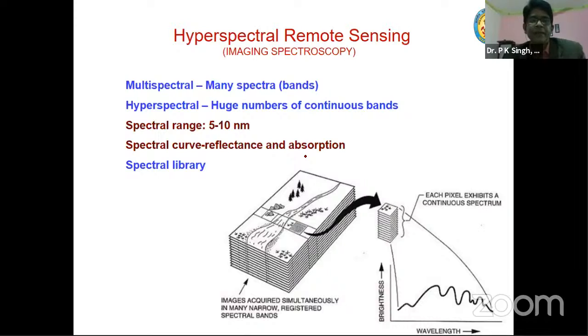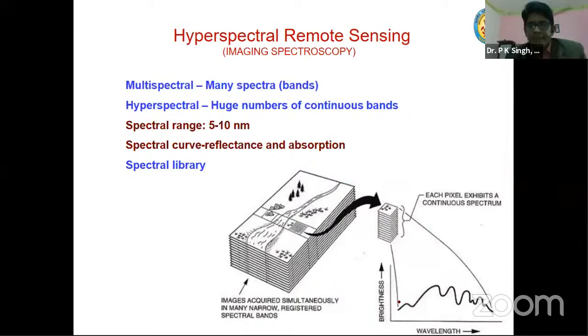Hyperion data is available. Hyperion hyperspectral data for certain steps has been made available. That is only to learn how to use it. But if you are interested in your particular data, you will have to purchase very costly data. So this is the difference between multispectral and hyperspectral. In hyperspectral, the spectral width is very narrow, that is 5 to 10 nanometers, and bands will be quite high.